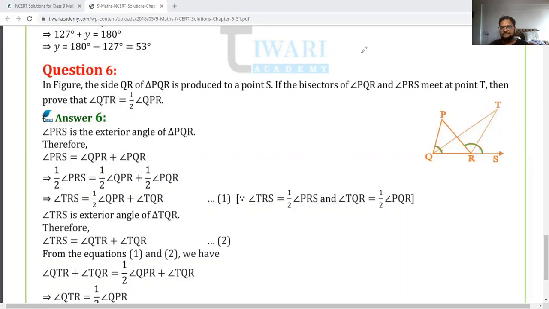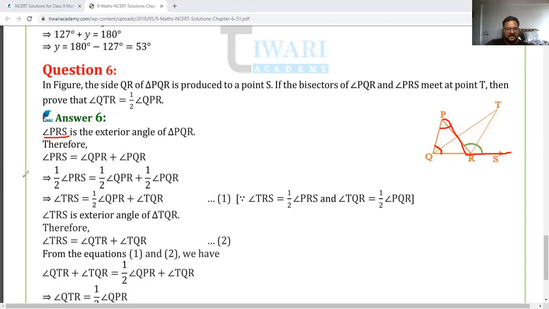I have erased everything. And when we look at this figure carefully, we find we are applying the exterior angle property. Let's see how. If I talk about the angle PRS, with P, R and S, then this angle is equal to the exterior angle. As we know, the property of the exterior angle is that it is always equal to the sum of the two interior opposite angles.